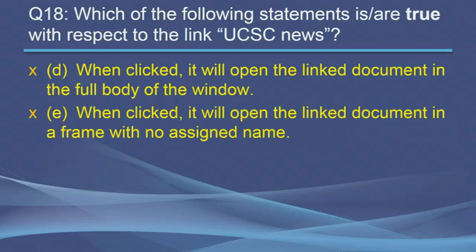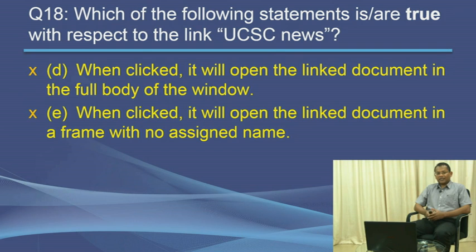Option D is, when clicked, it will open the link document in the full body of the window. Now if it is embedded in a frame, it will open it in the frame, and if the main frame is a single window, then it will open it in that single window, but it won't open it in the full body of the window. When clicked, it will open the link document in the frame with no assigned name. Now the thing is, target is given self, and it will open it in the same frame without going to a new frame that doesn't have a name assigned to it. So that is also important.